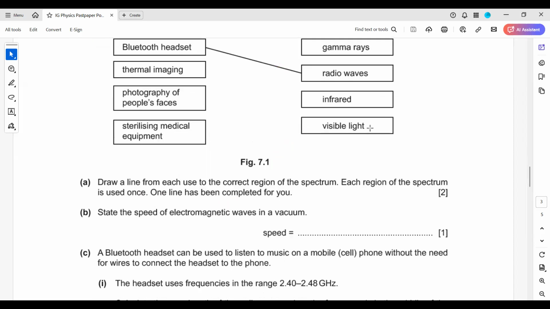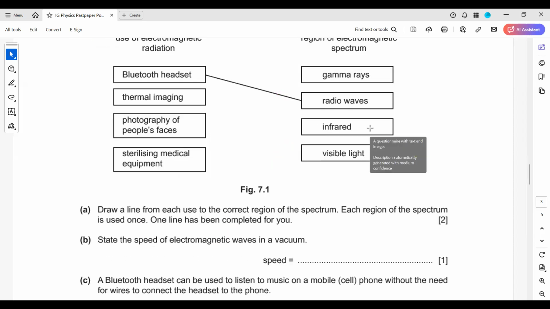State the speed of electromagnetic radiation in a vacuum. So it is approximate. All these electromagnetic waves travel at 3 into 10 to power 8 meters per second.